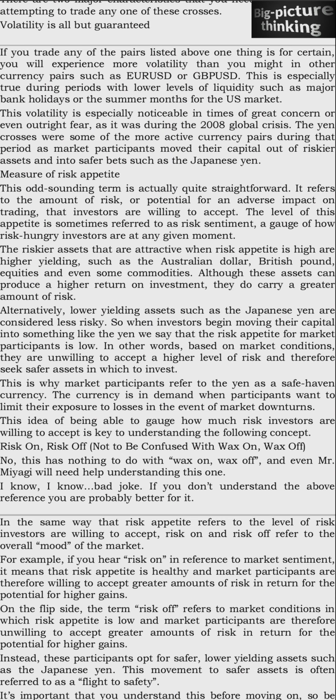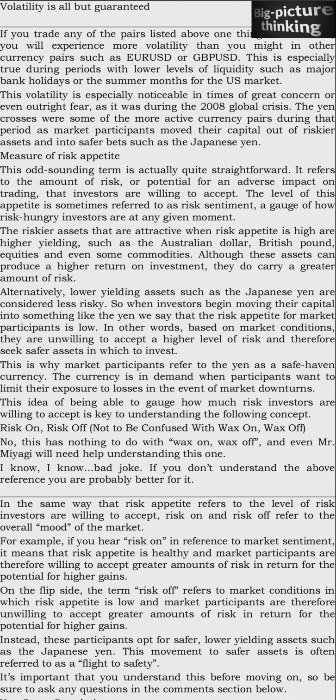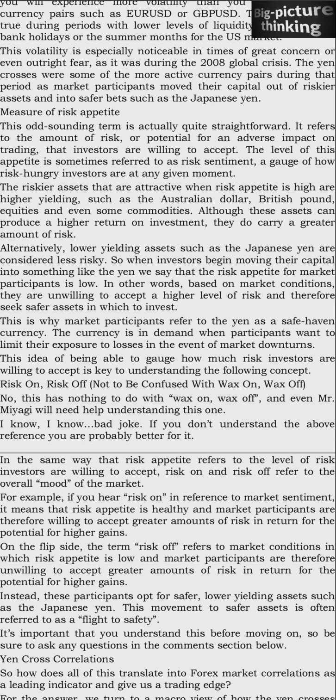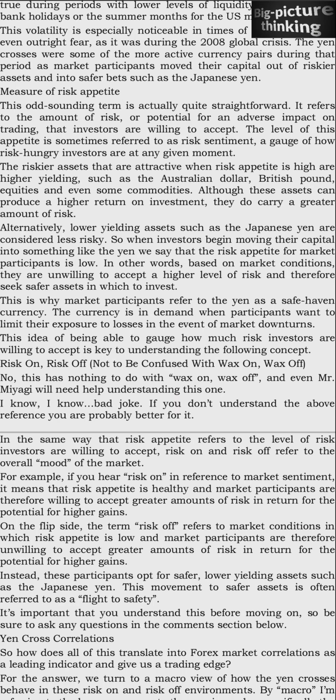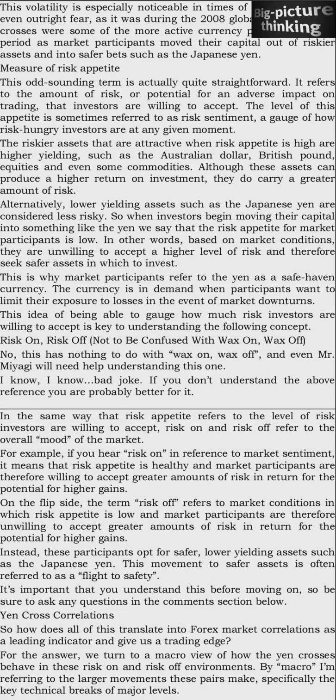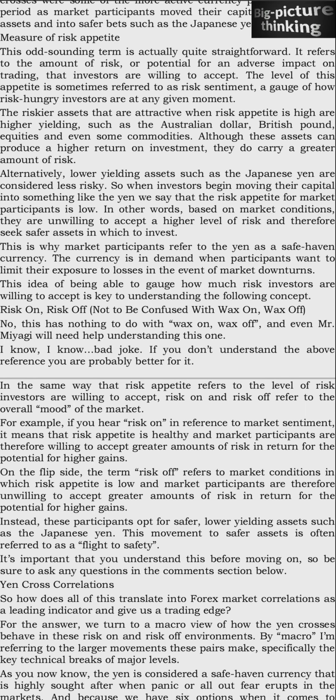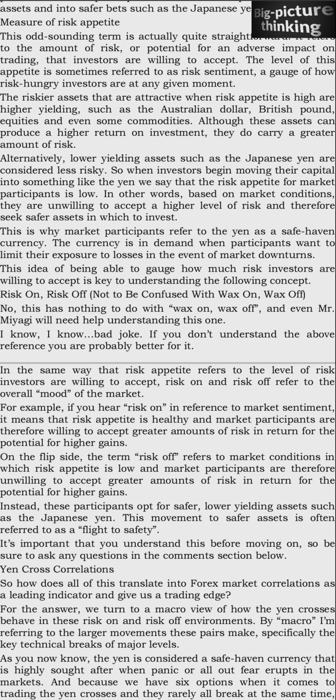The riskier assets that are attractive when risk appetite is high are higher yielding, such as the Australian dollar, British pound, equities and even some commodities. Although these assets can produce a higher return on investment, they do carry a greater amount of risk. Alternatively, lower yielding assets such as the Japanese yen are considered less risky. So when investors begin moving their capital into something like the yen, we say that the risk appetite for market participants is low. In other words, based on market conditions, they are unwilling to accept a higher level of risk and therefore seek safer assets in which to invest.